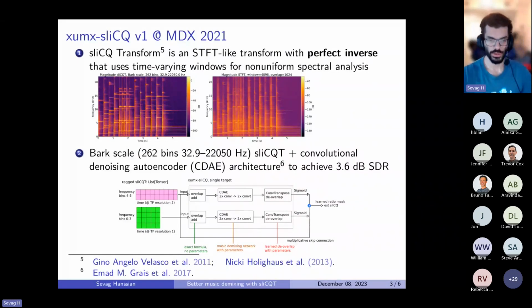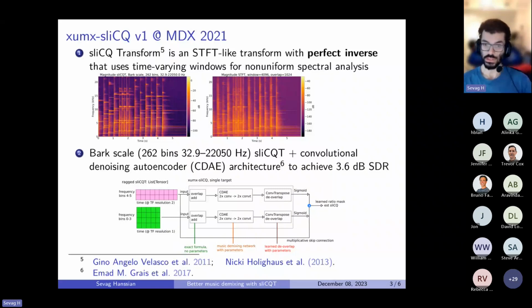But eventually, we ended up with a proper invertible slice Q transform, sort of based on frame theory, like deep mathematics that I'm not very good at. But it's the real-time variant of the non-stationary Gabor transform. But in short, in summary, it is a STFT-like transform. It's a little bit like a short time Fourier transform. It is a spectral transform. It has a perfect inverse, very important. And it has time varying windows such that you can construct any arbitrary spectral analysis. You could do a regular linear short time Fourier transform.